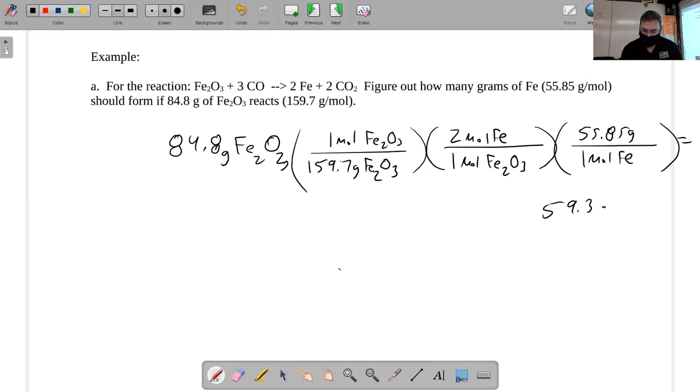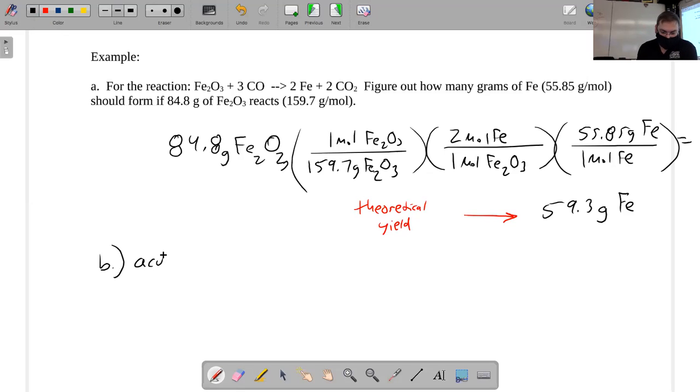It's 59.3 grams of iron should be produced. That's what we expect to be produced. In other words, this result of the stoichiometry is always the theoretical yield. But then right underneath it, it says for B, the actual yield was 54.3 grams. We actually got less than we expect, and that's very typical. So this actual yield, 54.3 grams, is less than the theoretical yield.